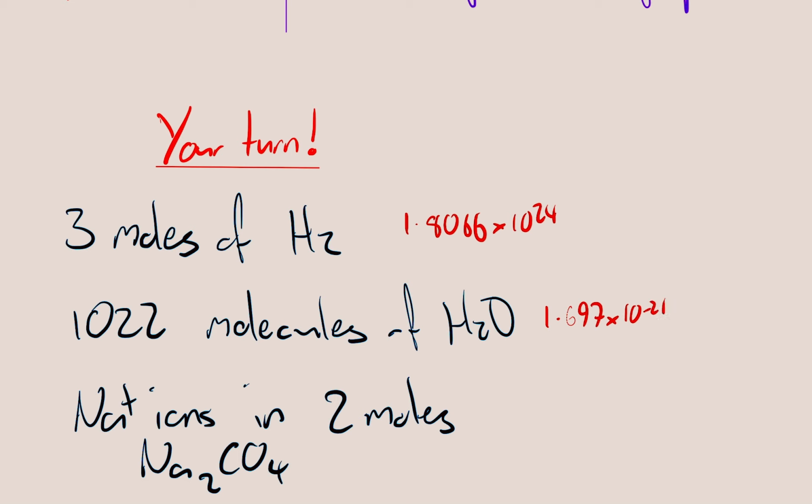And finally, Na plus ions in 2 moles of Na2CO3. So there, remember, we're going to get 2 lots of Na plus produced. So I've got to multiply this 2 by 2. So I'm going to do 4 times Avogadro's constant. So I get to 2.4088 times 10 to the 24.